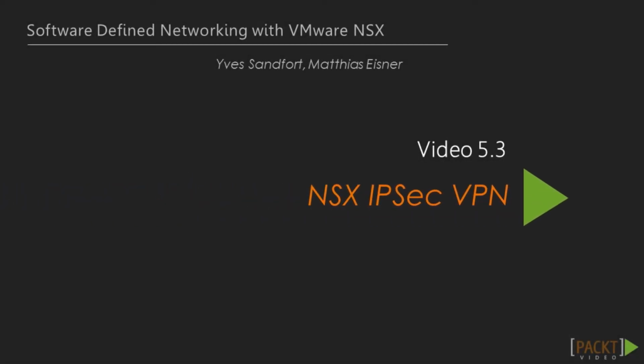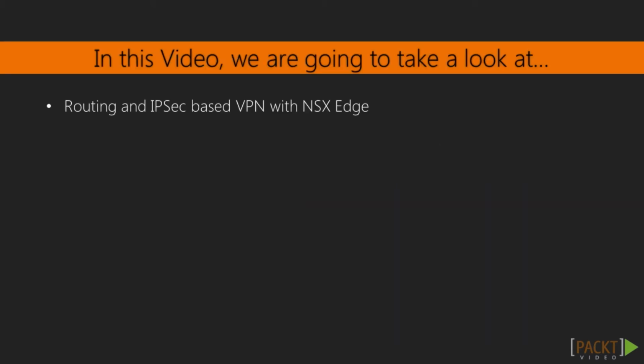We are going to cover next routing and IPsec-based VPN with NSX edges. In this video, we are going to take a closer look at a live demonstration on how to set up routing and IPsec-based VPN with NSX edges. When we use IPsec-based VPN, we have the advantage that we can actually link NSX edges with all kinds of other firewall and VPN systems. Every other system which can do IPsec-based VPN can be linked basically against an NSX edge.